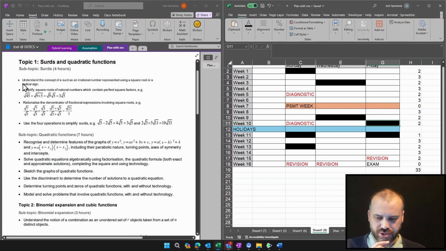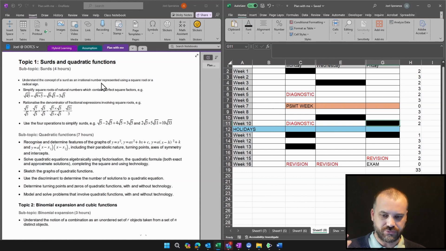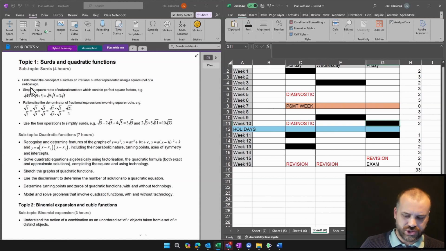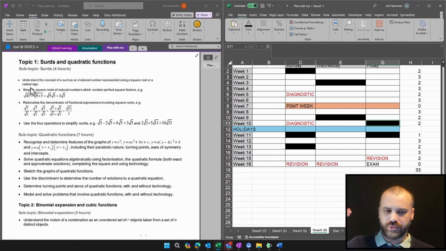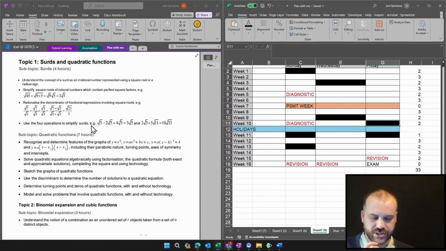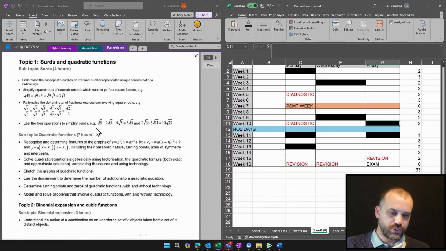Surds. So this is the sort of thing I'm talking about. Understand the concept of a surd as an irrational number using a square root or a radical sign. That's a 5-second conversation. I don't see that as some big exploration of what an irrational number is and things like that. Simplify square roots of natural numbers, which contain perfect square factors. Rationalize and then use the 4 operations and some examples here. It's worth understanding context for this.